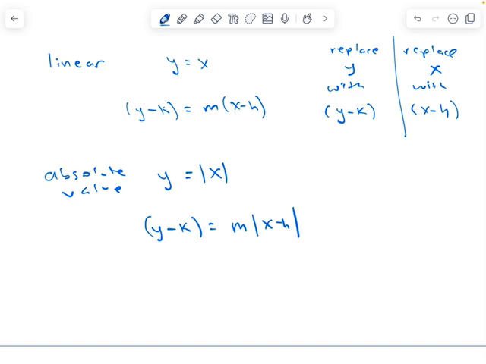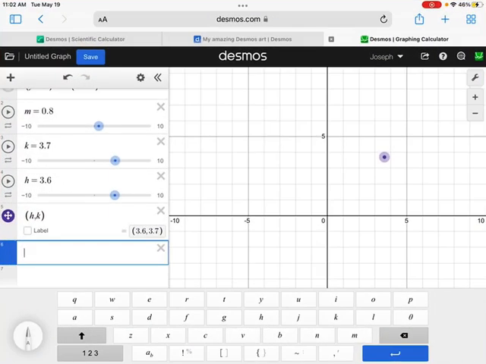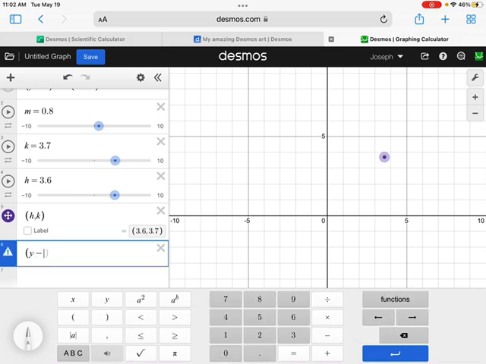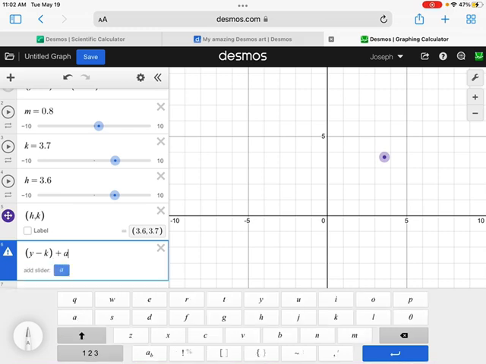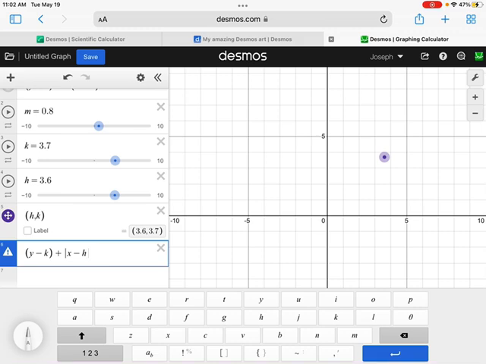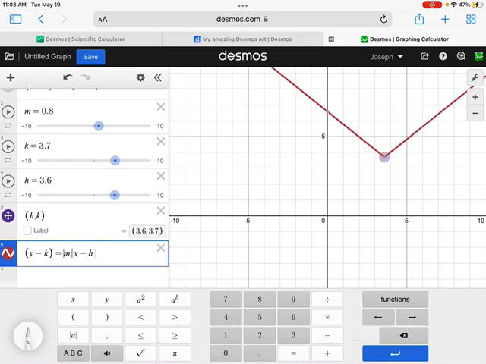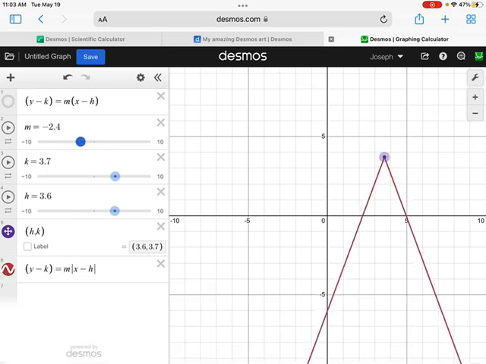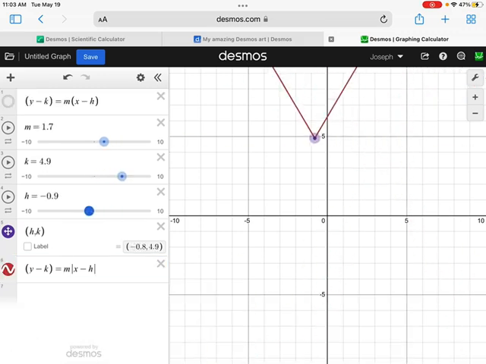All right, so let's go ahead and graph that. So we're going to do y minus k is equal to, absolute value. Oh, actually, they have a little thing for it. Let's do that. Absolute value of x minus h. And if we add an m right there, oh, that should be an equals in between. There we go. Okay, so now you can see as I move the m, it controls the slope, and the k moves it up and down, the h moves it left and right. So I can get that function anywhere that I want to place it.